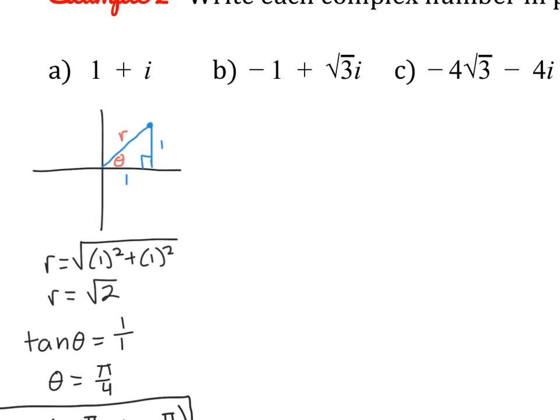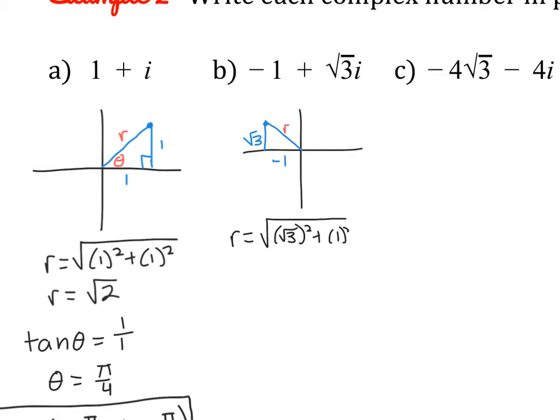Okay, let's try this next one. Again, I recommend just really quickly sketching out where this is. So -1 plus root 3 i would be right here in quadrant 2. And it's telling us that this is -1 and that this distance is root 3. So let's start by finding our r value. Again, it's just the modulus, so it's the positive square root of root 3 squared plus 1 squared. So here we end up with the square root of 4, which is 2.